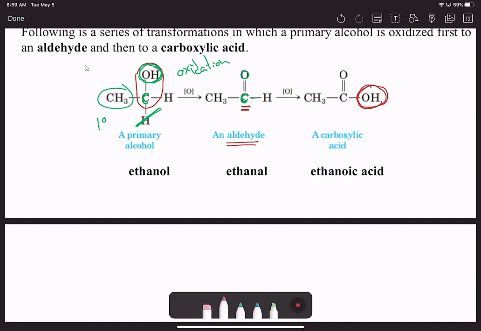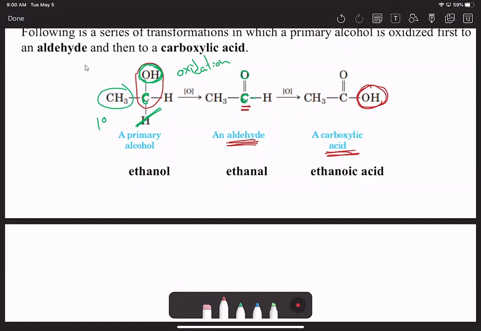And then the next time we oxidize it, we get something we call a carboxylic acid. Carboxylic acids we'll go over next week. But we will definitely talk about aldehydes today, and this is just kind of an intro to carboxylic acids. We're not going to name these acids just yet. There's a lot of rules in naming carboxylic acids. So what we are going to learn today is aldehydes.